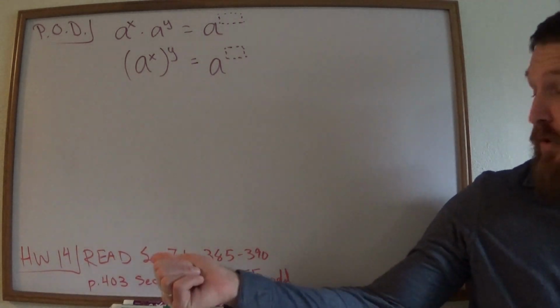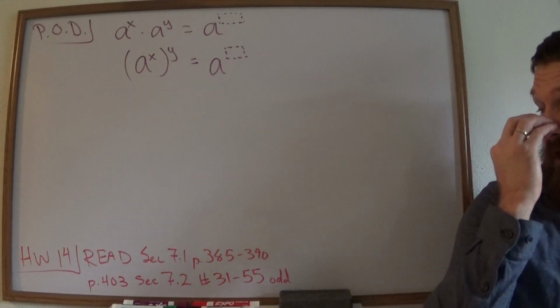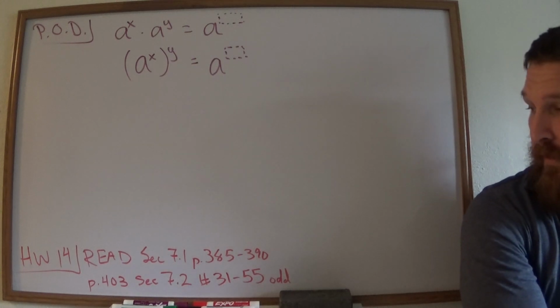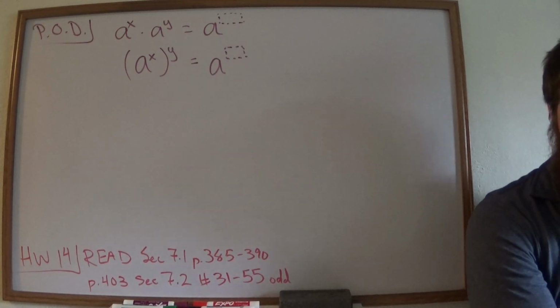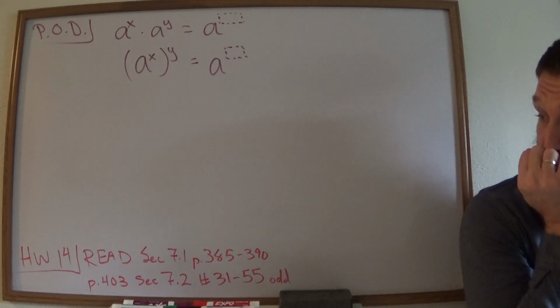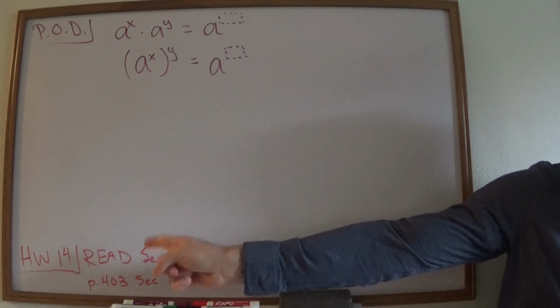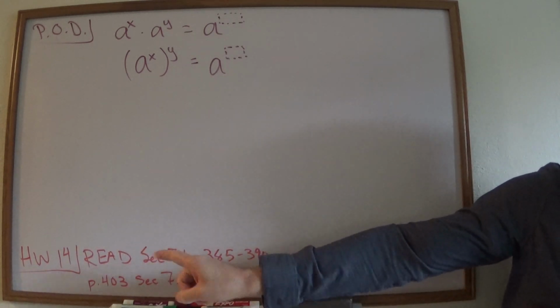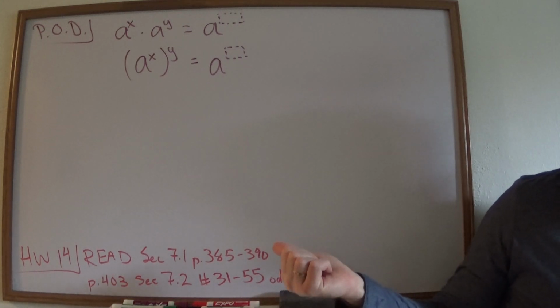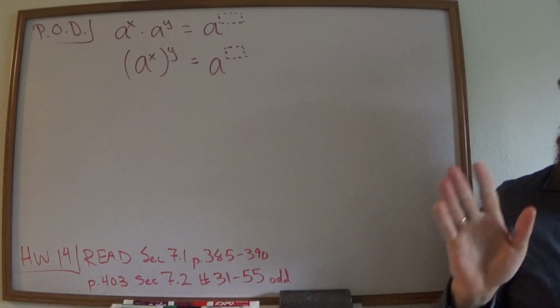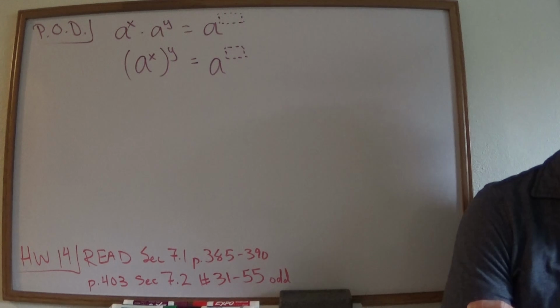Homework 14. We're jumping to chapter 7 just for a little bit, and then we're going to go back. But right now, I think is a good time to do stuff that's in chapter 7. Your homework is to read 7.1. That's page 385 through 390. Just read it. It's review of inverse functions, basically.